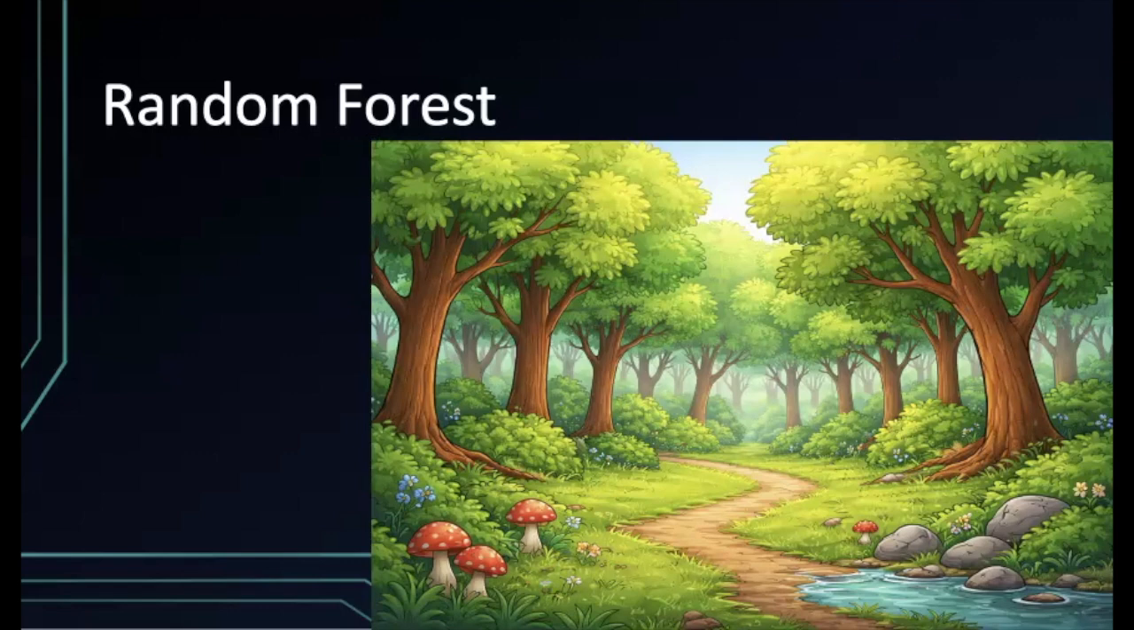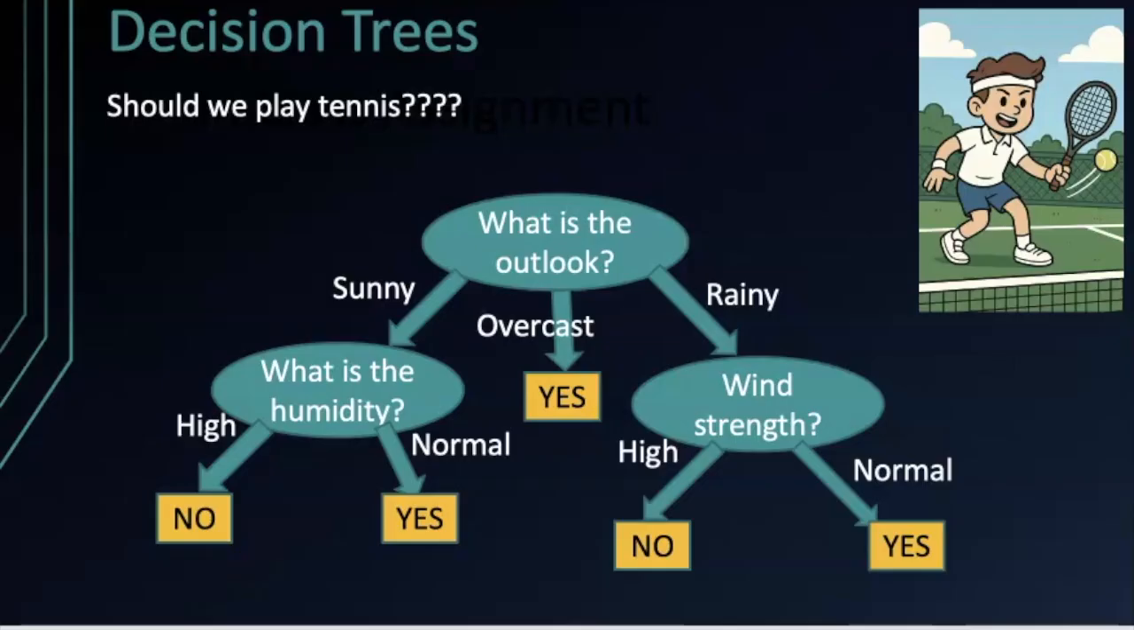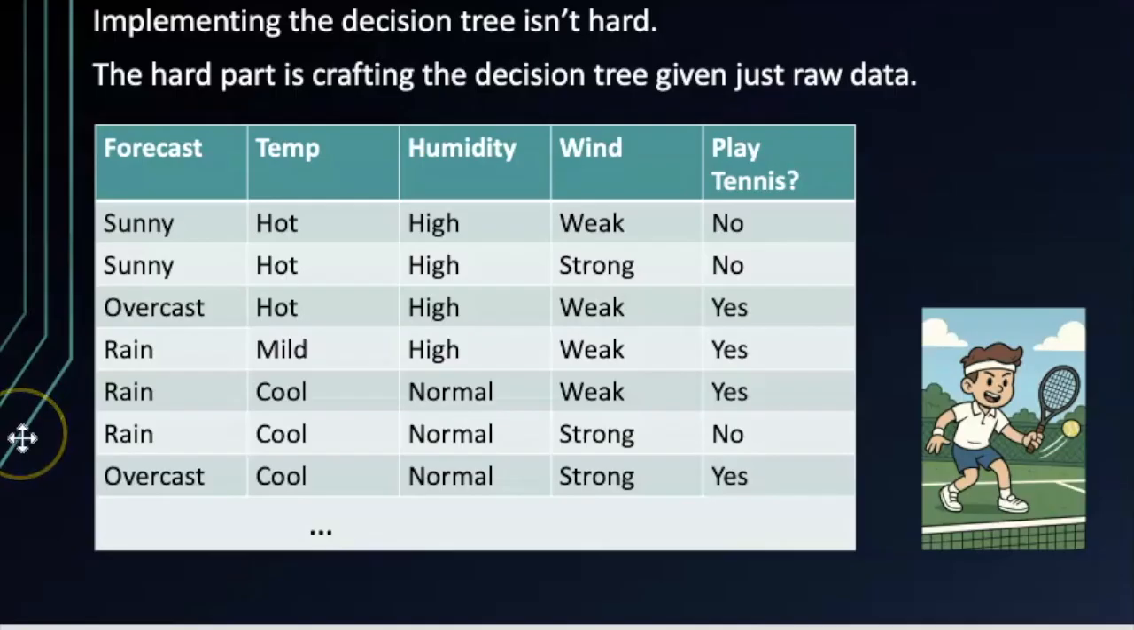Hello programmers, today we're going to talk about a random forest. Our last video was on decision trees, which you need to understand before you can understand random forests. We were coming up with a decision tree to help us decide should we play tennis or not. And our decision tree was created based on just a limited number of records of past historical data of did we play tennis or not.